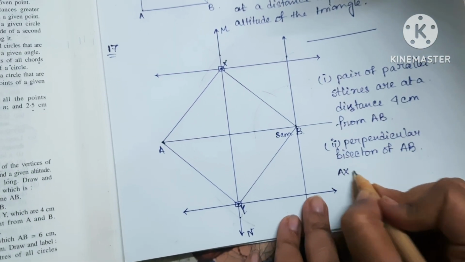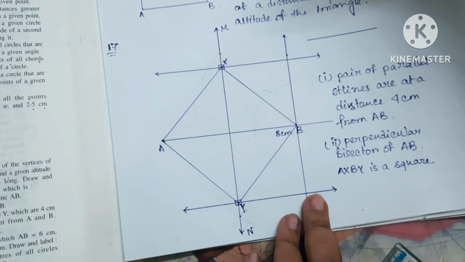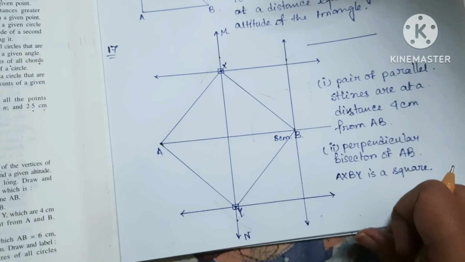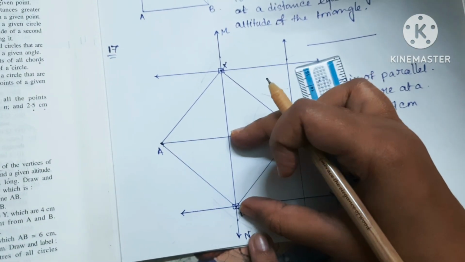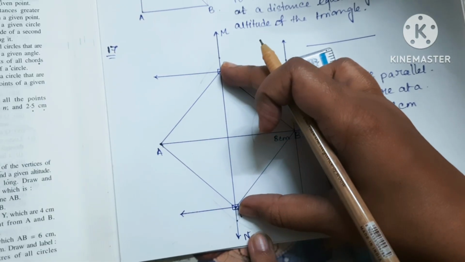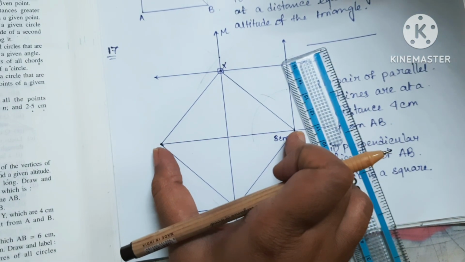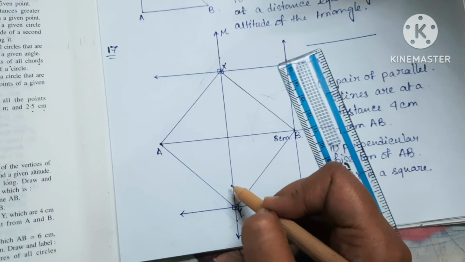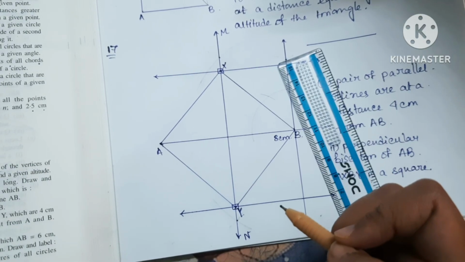So AXBY is a square. Why is this a square? See the diagonals AB and XY. These are two diagonals. Since this distance is 4 centimeter and this distance is 4 centimeter, that means this entire thing is 8 centimeter and this is 8 centimeter. This is the midpoint of AB as well as XY. So that means these two diagonals bisect each other. That is the property of a square.